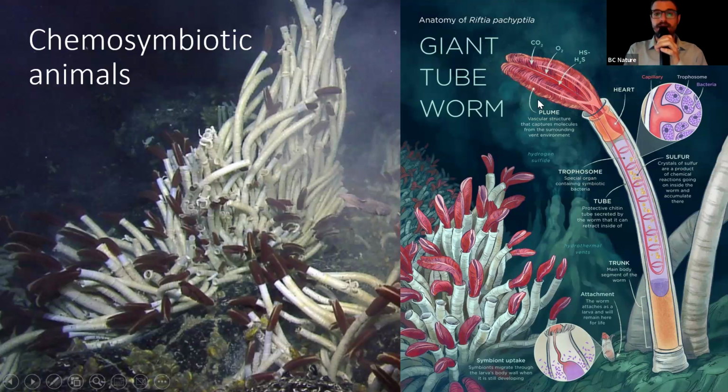And this worm has this structure in red here called the plume, which basically is a structure that allows the worm to take several chemicals, including oxygen. These chemicals are delivered to the bacteria here, and these bacteria then do chemosynthesis and provide the worm with the nutrients necessary to live and grow. So that's the way these animals are sustained in these very special places.